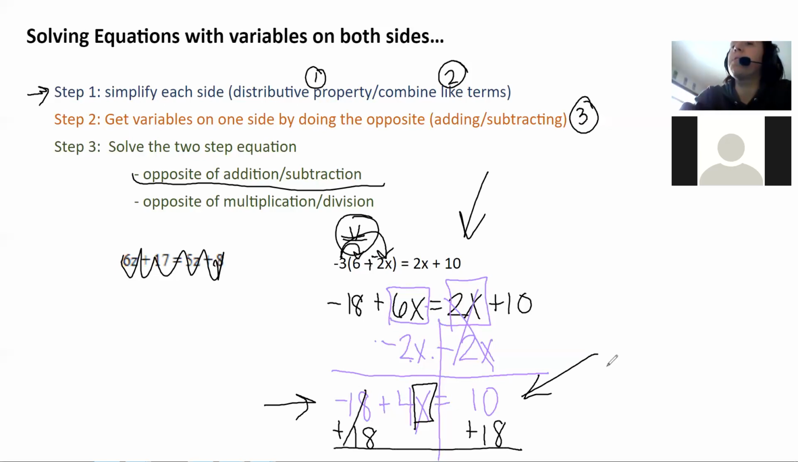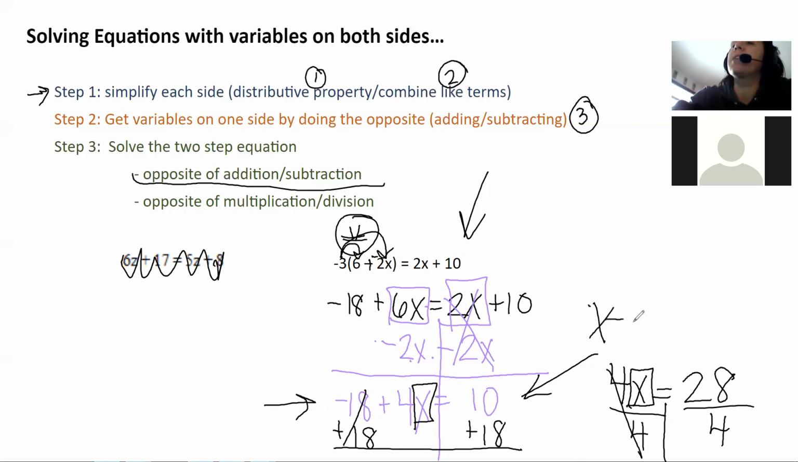So we're left with 4x is equal to 28. Now I'm going to get rid of the coefficient. How do I do that? How do I get rid of multiplying by 4? What do you think? I'm going to divide by 4. So we're left with x is equal to 7. Good job. Okay. X is equal to 7.